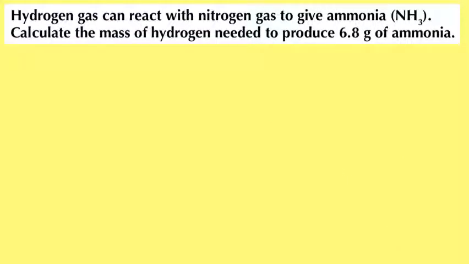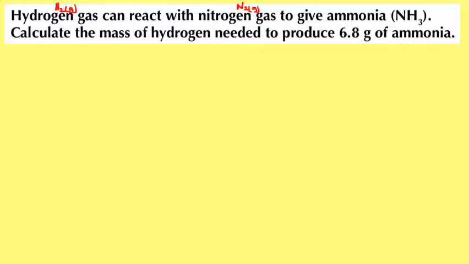Okay, in this worked example we have hydrogen gas, which you know exists as diatomic molecules, H2 gas, and it reacts with nitrogen gas, also exists as diatomic molecules, N2 gas, to give ammonia, NH3, and we're going to have to calculate the mass of hydrogen needed to produce 2.8 grams of ammonia.